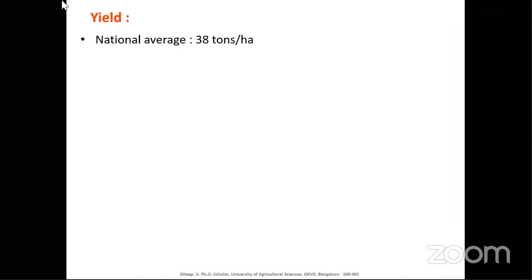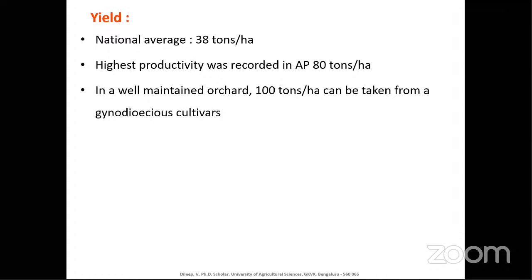So yield. There is not much importance given to yield because it's one of the crops known for its high yield, but knowing the yield is very much essential. The national average was 38 tons per hectare, but I have seen personally that many well-maintained orchards were giving more than 80 tons, even 100 tons. So there is a possibility with good agronomical practices. The highest productivity was recorded, as I said earlier, in AP, almost 80 tons per hectare, and in a well-maintained orchard more than 100 tons per hectare can be obtained from gynodioecious cultivars.